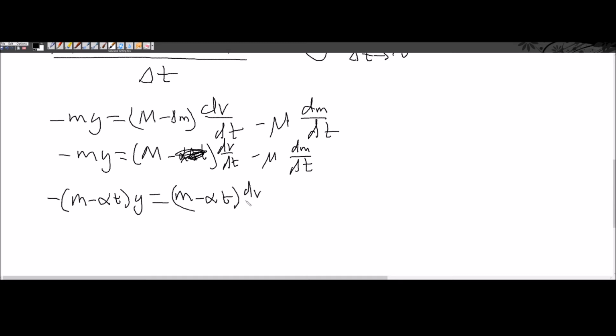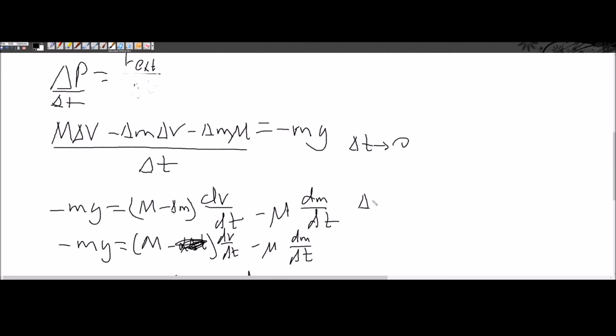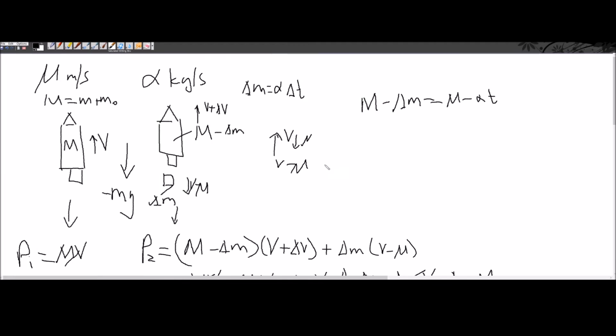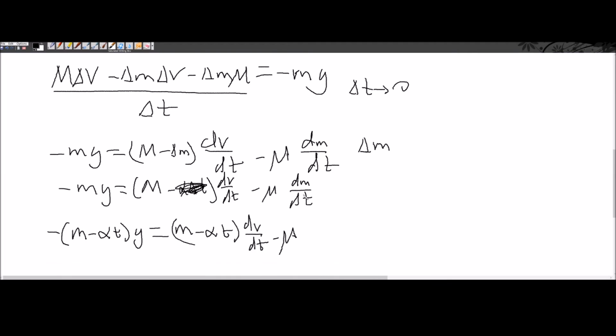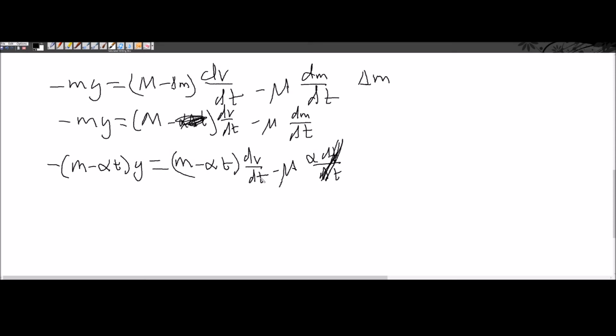dv over dt minus mu. This is what? This is dm, changing m. dm is basically changing m, and changing m is just alpha delta t. So we have mu alpha dt over dt, and the two dt's cancel, you just get mu alpha. So this looks pretty similar to a differential equation already. If we isolate for dv dt, let's do that right now.